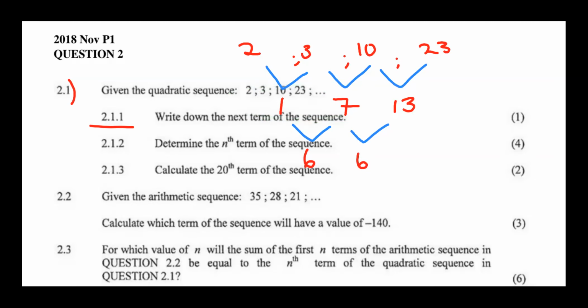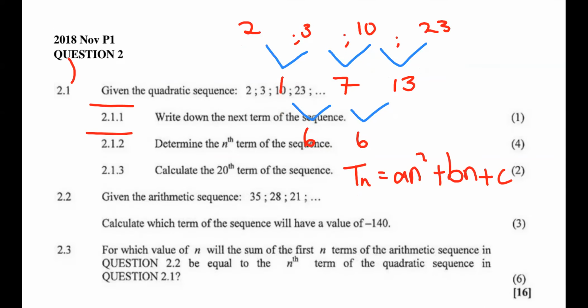So let's find the general formula, because that's the next question. Determine the nth term for the sequence. Let's find a general formula for this pattern, okay? Now, the general formula of a quadratic pattern is an squared plus bn plus c. Iviwe, will you start us off? How do I work out a, b, and c?